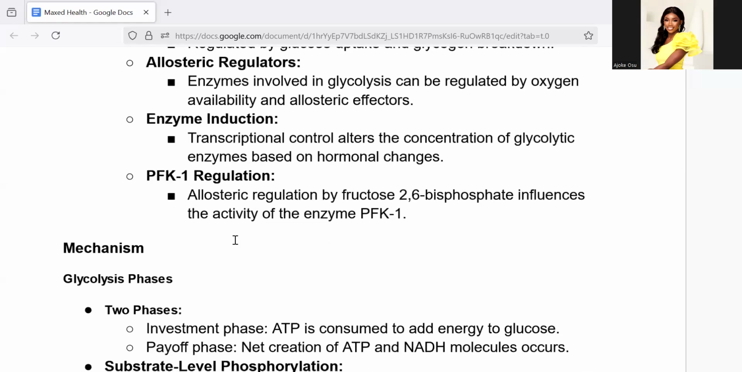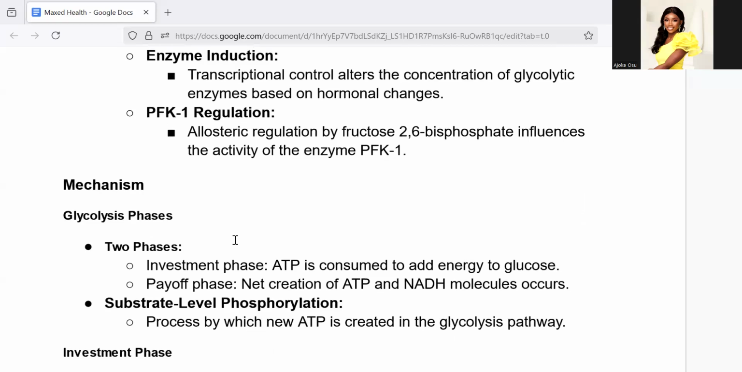Now for the mechanism, that's for glycolysis phases. Glycolysis has two phases. Like we said earlier, the investment phase and the payoff phase. The investment phase is where energy, like ATP, is put in, and the payoff phase is where the net creation of ATP and NADH molecules actually occurs.